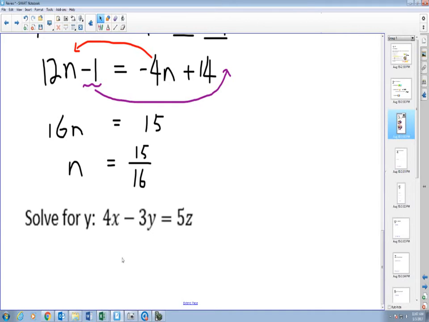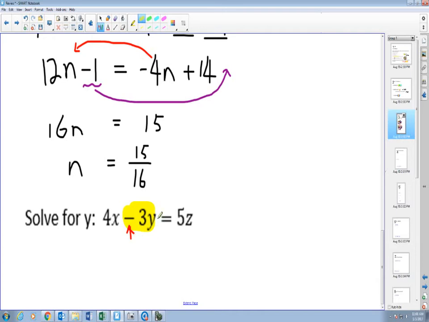All right, there's no parentheses, so there's no distribution. I see on the left-hand side of the equal sign, there's a subtraction, so that makes it 2 terms on the left. Five z is 1 term on the right. So if I want to solve for y, that means my variable term has to be negative 3y. So the 4x and 5z are just other terms. It's not my variable term. I'm just moving them away.